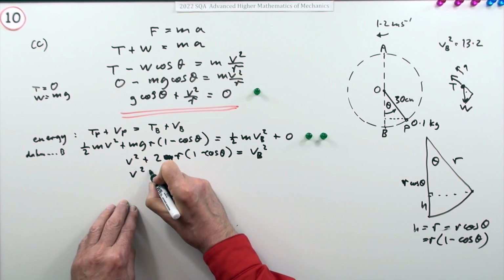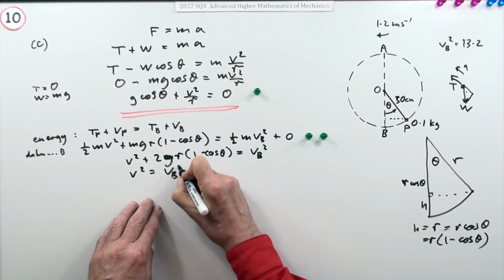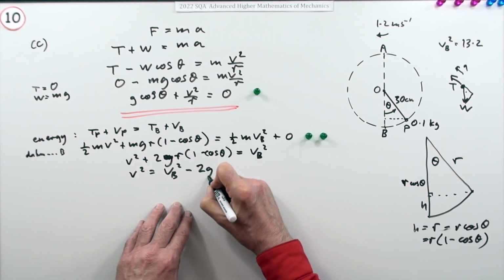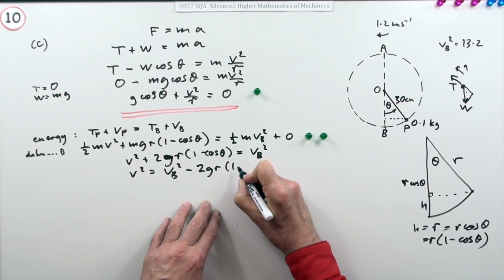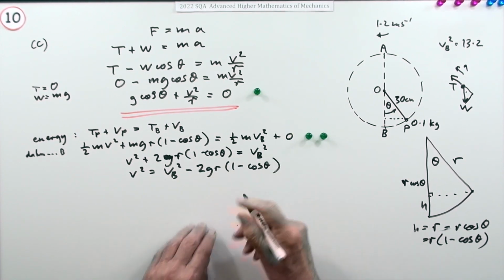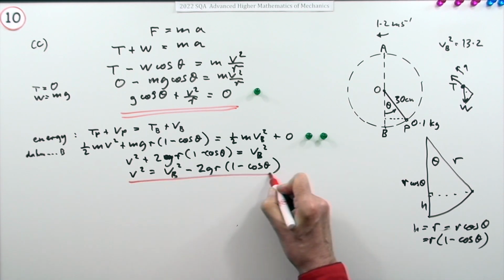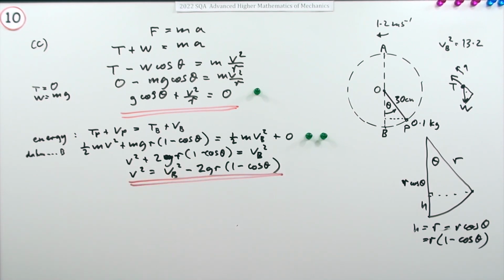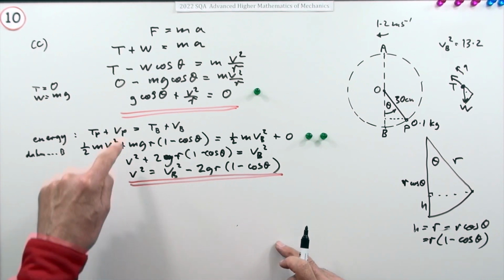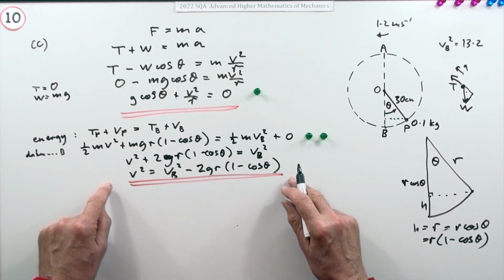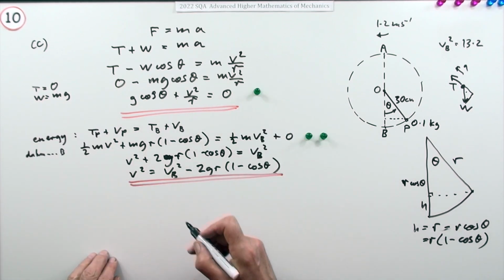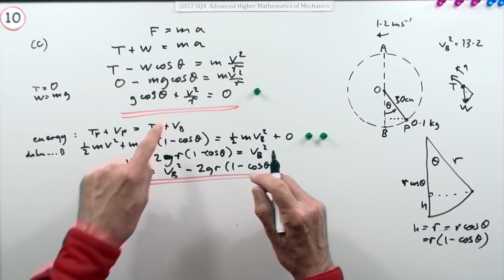So now we've got it. So v squared is going to be vb squared minus 2gr times 1 minus cos theta. Right, so that was the energy equation. That was just to get the value of v so I could pop it back in there. Now you've got to pop it back in there. So this line will get a mark when you substitute that.